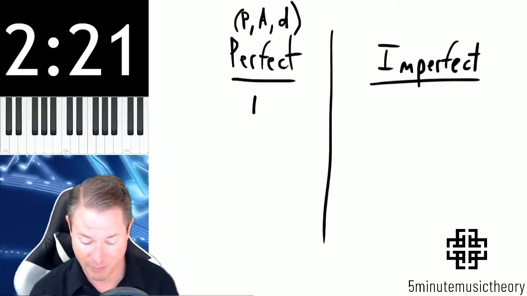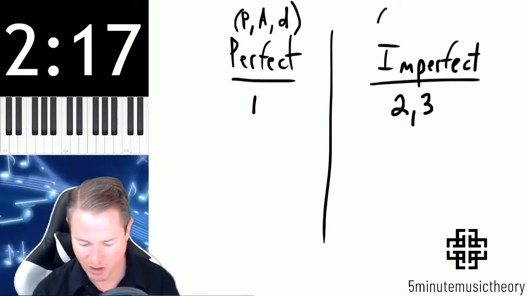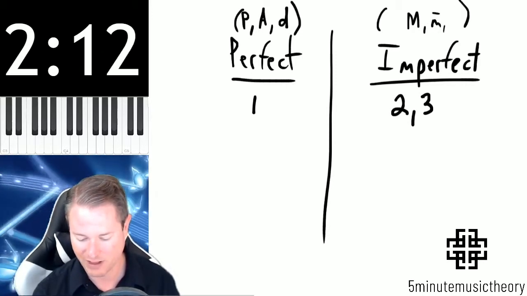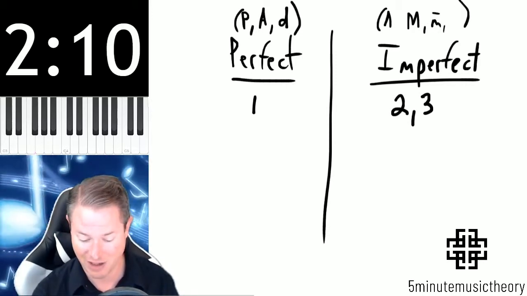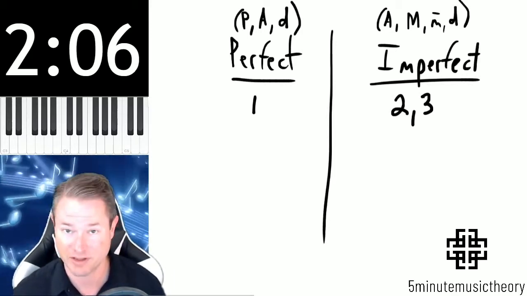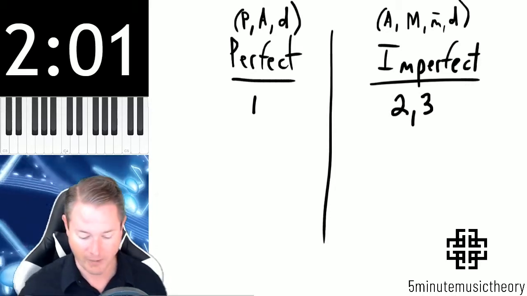Seconds and thirds are both imperfect intervals, major and minor. Now the qualities that can be used for imperfect intervals are major, minor, and actually augmented and diminished. Both are possible here as well. Any intervals can be augmented or diminished. That's sort of an extreme when you go that far.